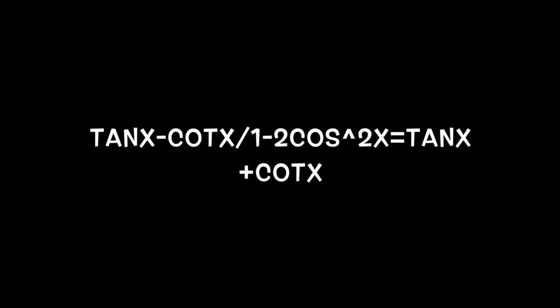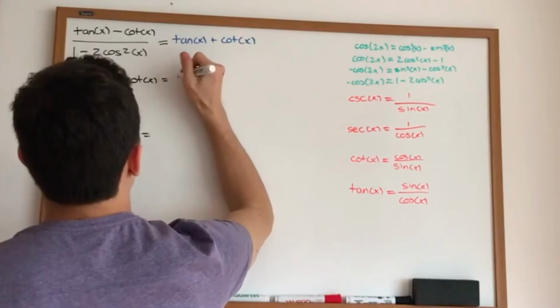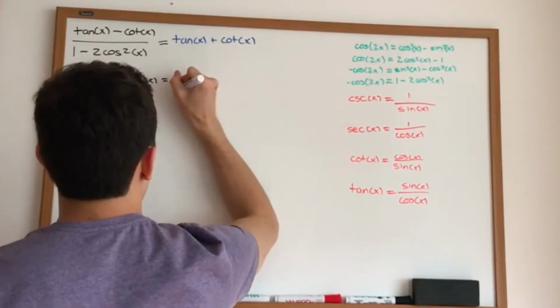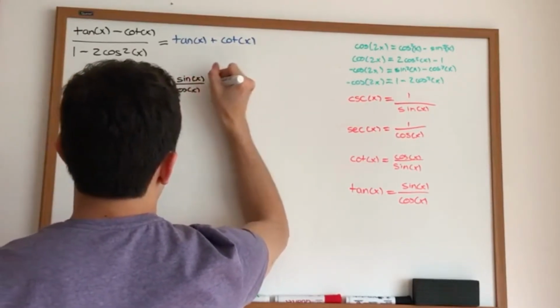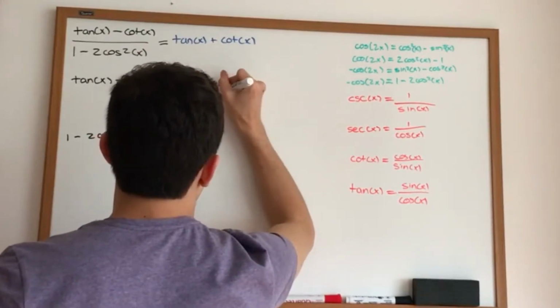Identity number 2. We have tangent of x minus cotangent of x over 1 minus 2 cosine square of x, that is equal to tangent of x plus cotangent of x. First, we need to convert tangent and cotangent through quotient identities. This would turn the tangent into sine over cosine, and the cotangent into cosine over sine.